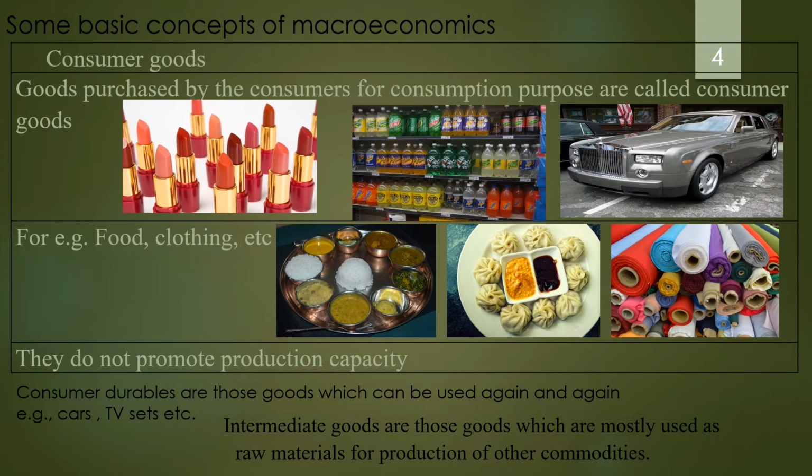Now let us discuss some basic concepts of macroeconomics. The first one is consumer goods. Consumer goods are those goods which are purchased by consumers to satisfy their wants. We call it consumer goods. You can see here, goods purchased by consumers for consumption purpose are called consumer goods. You can see here the lipstick, car, cleaning items. And here you can see food and cloth. All these are good examples of consumer goods.